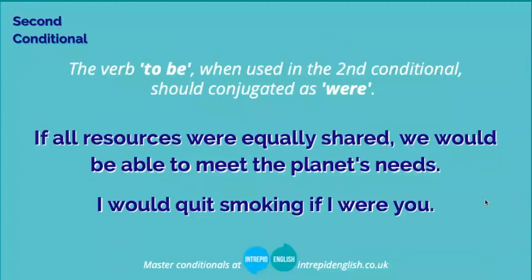Awesome. So the verb to be, when used in the second conditional, should be conjugated as were. So for a long time, the rule was when we're using the second conditional, we should use were. For example, if I were you, I would quit smoking, or I would quit smoking if I were you. But more and more people say was now. So it's still in that sort of difficult grey area between what used to be correct and what is now correct. So it's becoming more common to hear people say was, but grammatically, especially in writing, it's better to use were if you can.